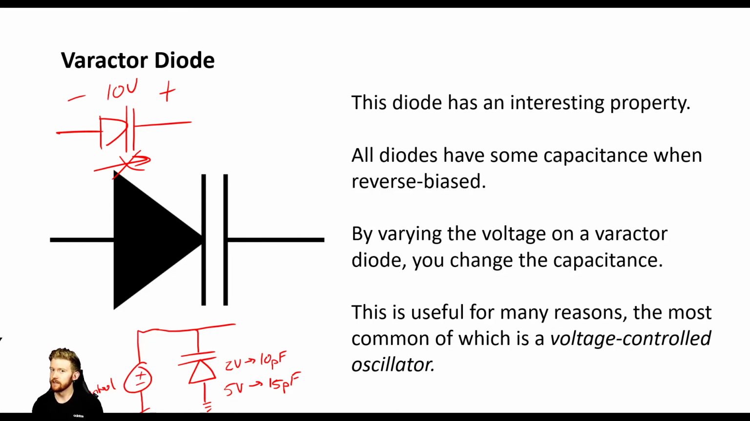So I just wanted to mention this one because I think it's important to understand that these diodes do have a capacitance and that we can actually use this capacitance. So if you see a varactor diode, especially in a radio frequency circuit, you know that it might be pointing you toward a voltage-controlled oscillator, or at least something that changes with that change in capacitance.